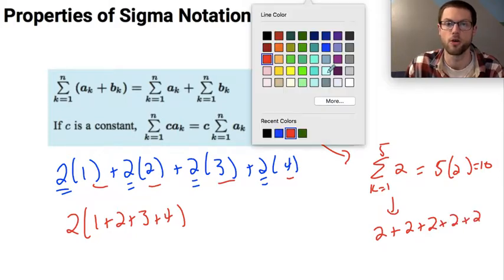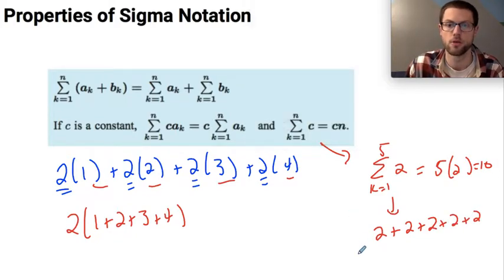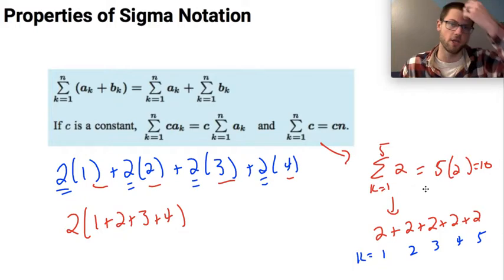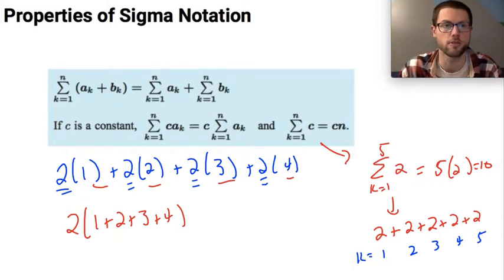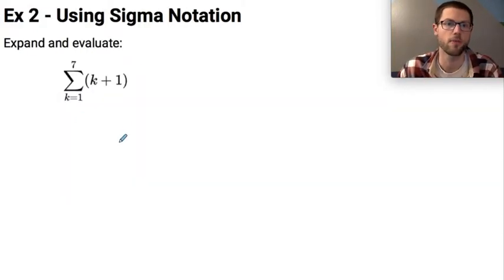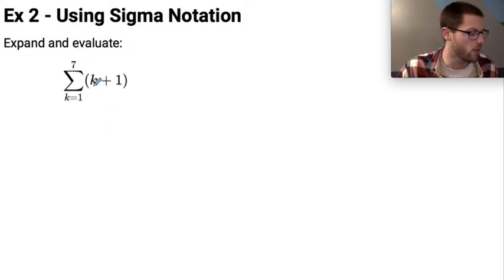This is like when k equals 1, 2, 3, 4, 5. So this is kind of how the summation, this sigma notation works. Let's use an example with sigma notation. So I want to expand this and evaluate it. Let's see what's going on with the sigma notation here.